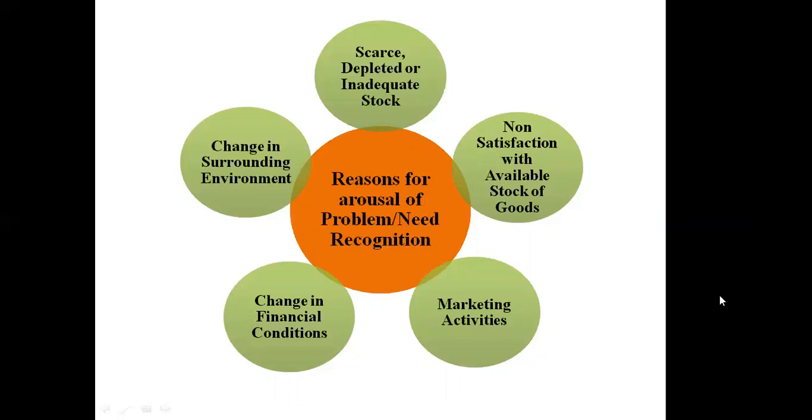And the last one is change in surrounding environment. The surrounding or the social environment is also responsible for the arousal of consumer needs. For example, when an employee shifts to a metro city, his needs will change. These changes in needs will depend upon the type of culture that is prevailing in that metro city.